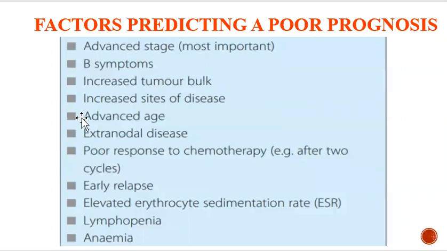Factors predicting a poor prognosis are: B symptoms, increasing tumor bulk, increased sites of disease, advanced age, extranodal disease, poor response to chemotherapy, early relapse, elevated erythrocyte sedimentation rate, lymphopenia, anemia.